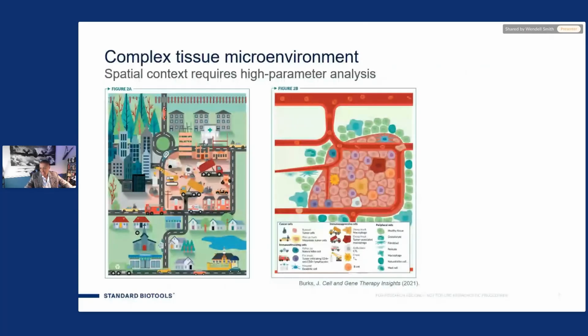And to identify the need for this, I like to borrow from Jared Burks at MD Anderson. Jared published this Cell Gene Therapy Insights publication in 2021, and he had this figure that I've always loved. It sort of relates tissue to a neighborhood, and we need to have some of those same considerations.